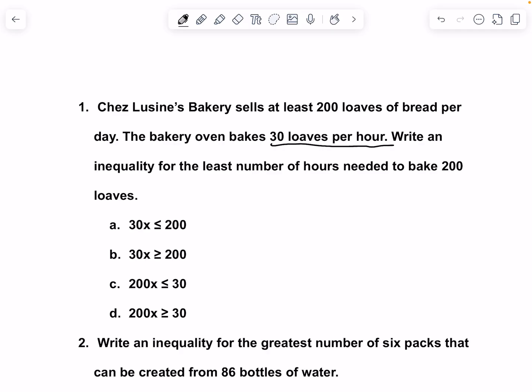If it's saying least number of hours needed to bake 200 loaves, it's saying that the bakery needs to bake at least or more than 200 loaves. So we'll use the greater than or equal to sign. And we know it will be 30x, where x is the number of hours. And it says 200 loaves per day. So that would be 30x is greater than or equal to 200, which would match B.